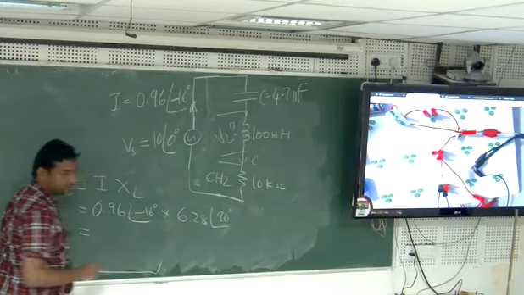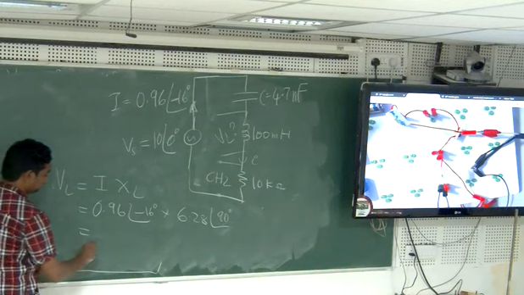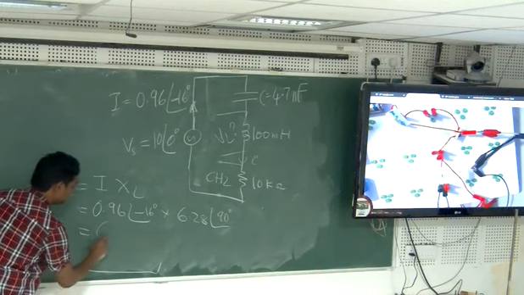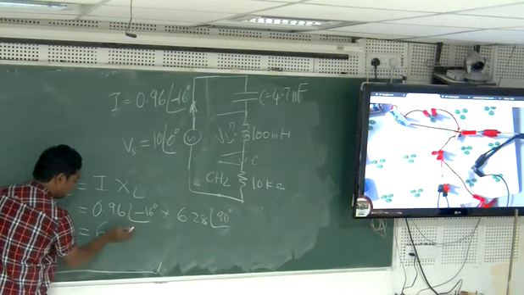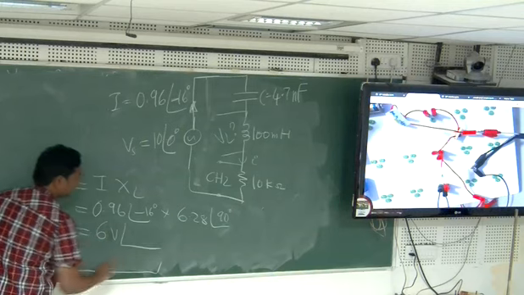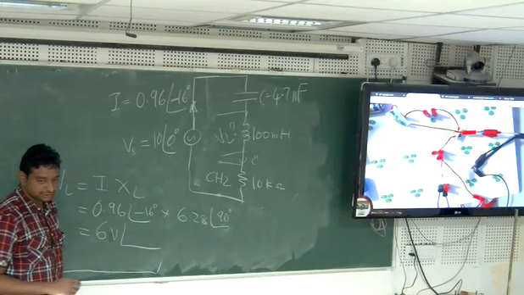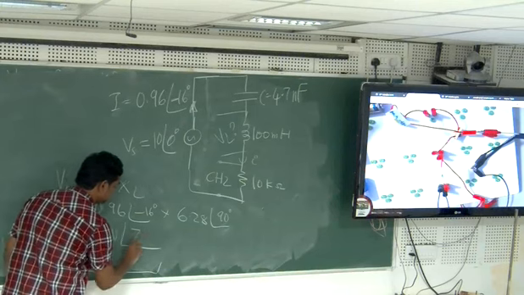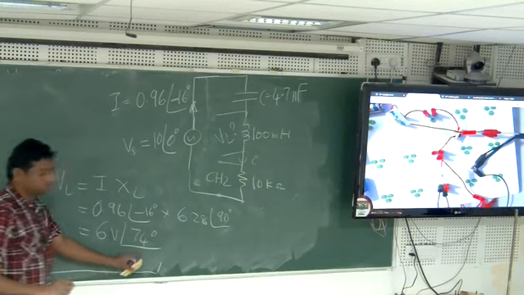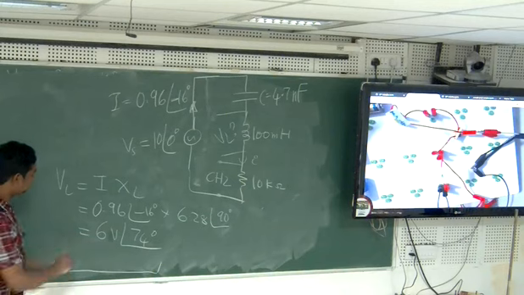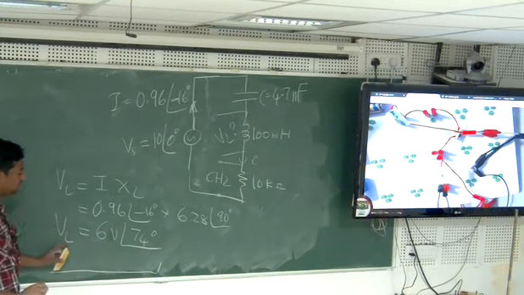0.96 into 6.28. How much is that? 6.03. So I'll write it as 6 volts. And 90 minus 16 degrees. How much is that? 74 degrees. So this is my VL, voltage of inductor.